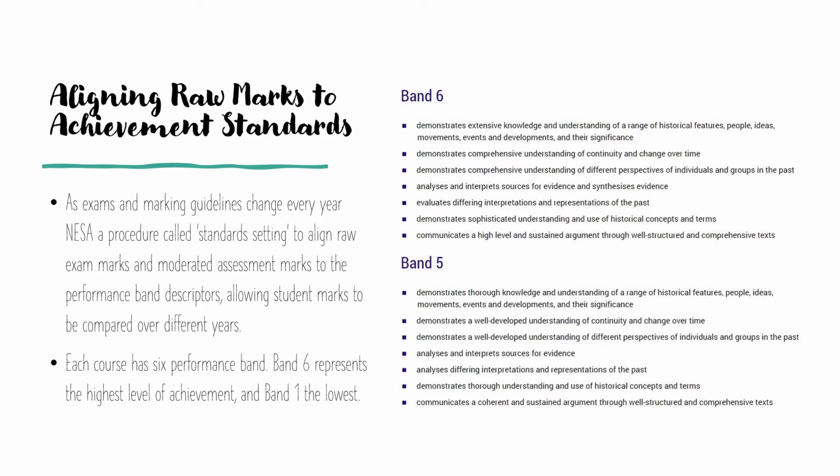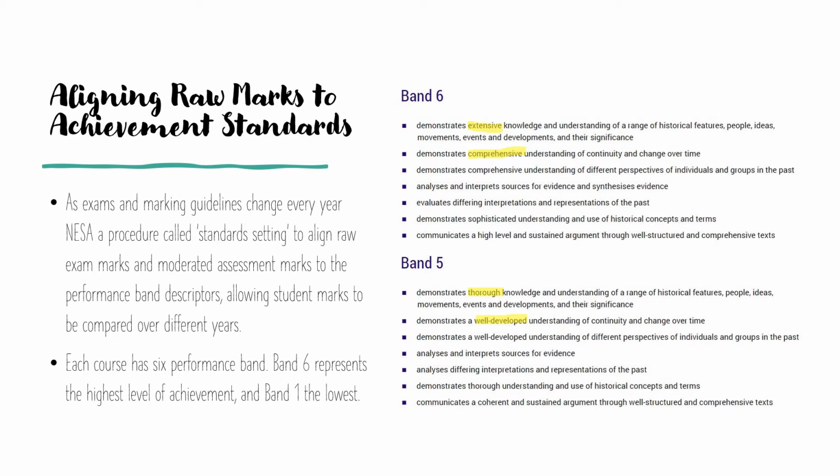So here I have an example from the NESA website of the performance band descriptors for Band 5 and Band 6 for modern history. We can highlight some of the differences between a Band 6 and a Band 5. In this first dot point here, to get a Band 6, you must demonstrate extensive knowledge. However, to get a Band 5, you only demonstrate thorough knowledge. If we go down the list, we can see these adjectives change. Band 6 is comprehensive, Band 5 is well developed.